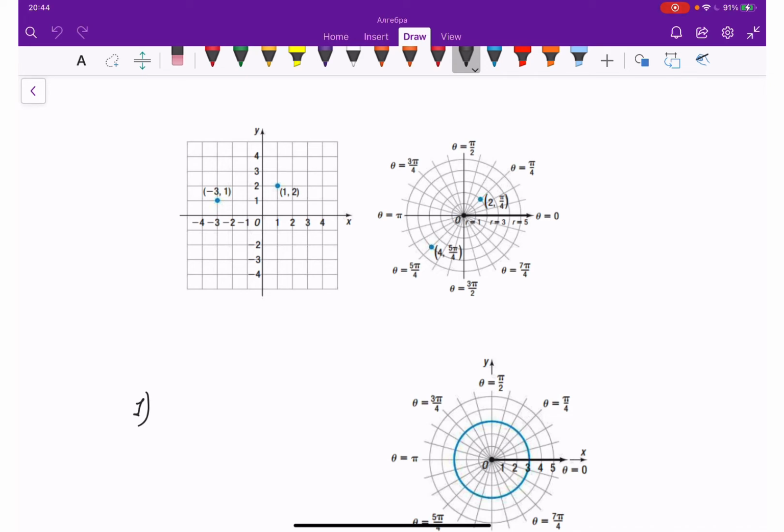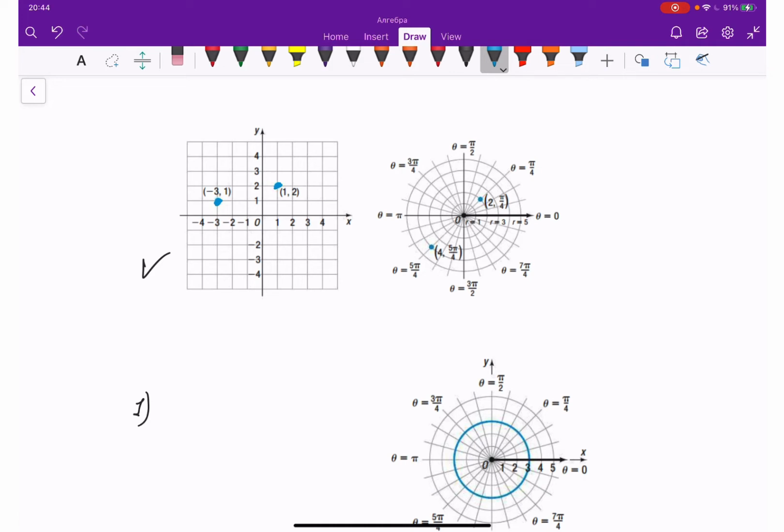Just this rectangular grid may be used to plot points given by a rectangular coordinate, such as the point (-3, 1). Here it is, (-3, 1), or the point with coordinates 1 and 2.